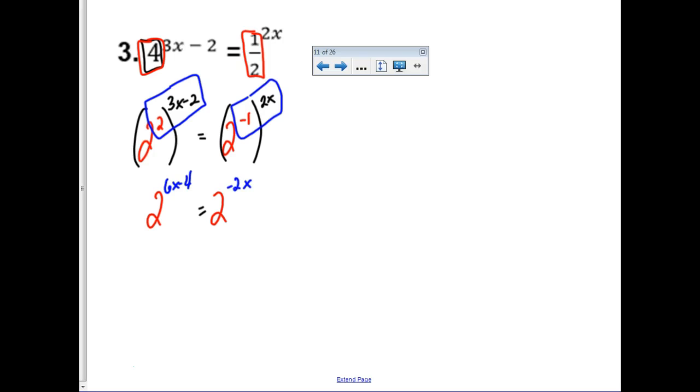All right, let's solve. So 6x minus 4 equals negative 2x. Let's just subtract 6x over. Negative 4 equals negative 8x. Careful on your division. Don't pull an Abruzzo and do dyslexic division. This is divide by negative 8. So x ends up being 1/2.